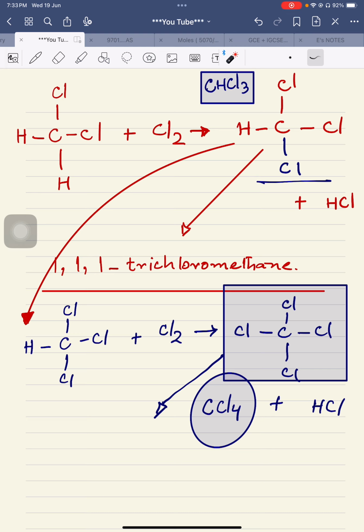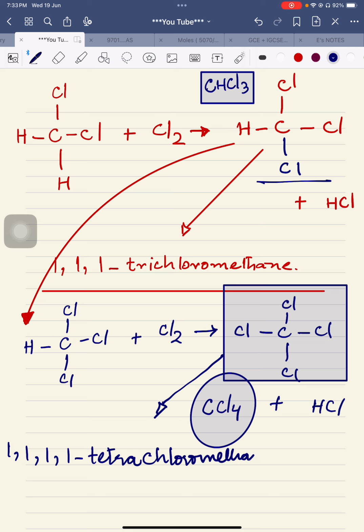Now, what is this right now? It is CCl4, and what is the name? I am going to write it with a pen. It is 1,1,1,1-tetrachloromethane. So this is the name of this compound. Along with this compound, what else has been produced? It is HCl.